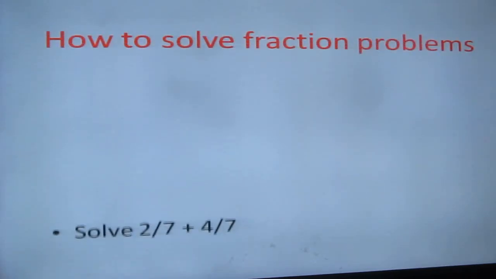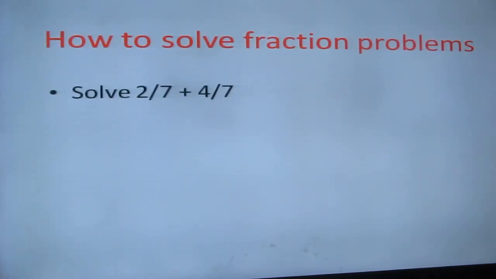How to solve fraction problems. Shall we go to the next question? Solve 2 by 7 plus 4 by 7. Here 2 is the numerator, 7 is the denominator. Then 4 is the numerator, 7 is the denominator. Yes, excellent. You are observing that? Yes, 7 has come twice.